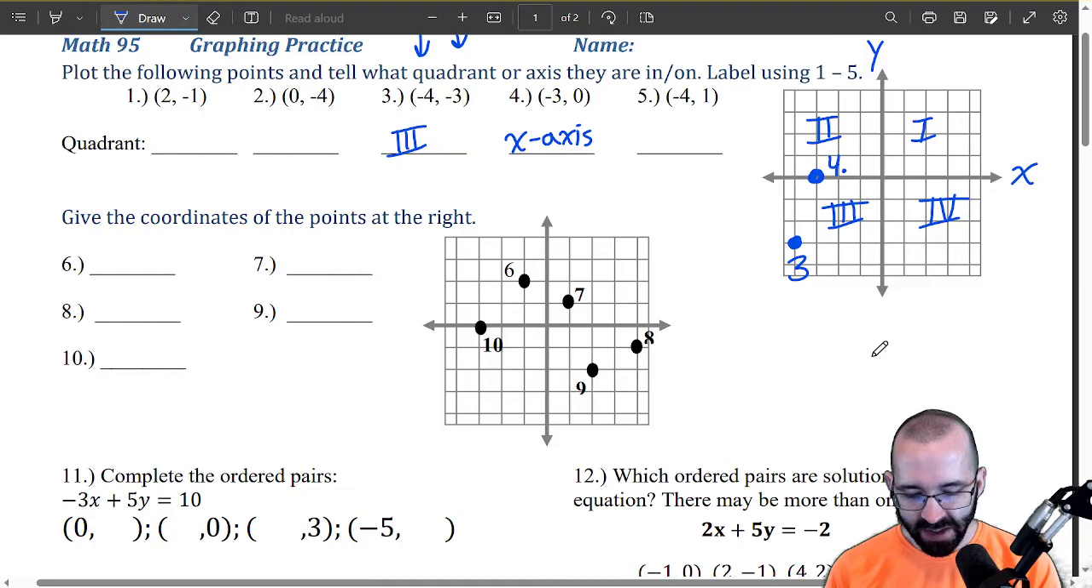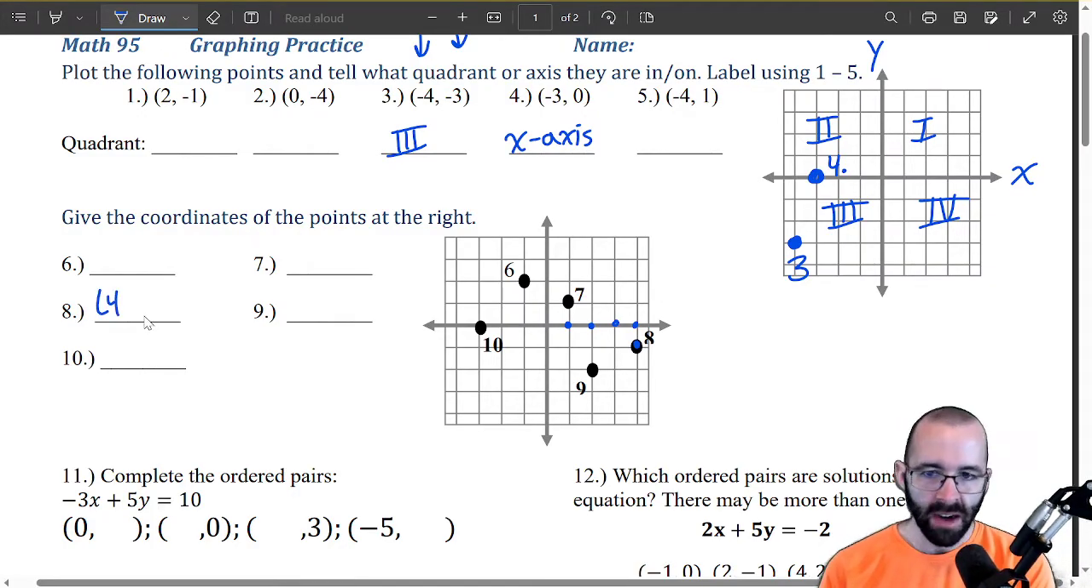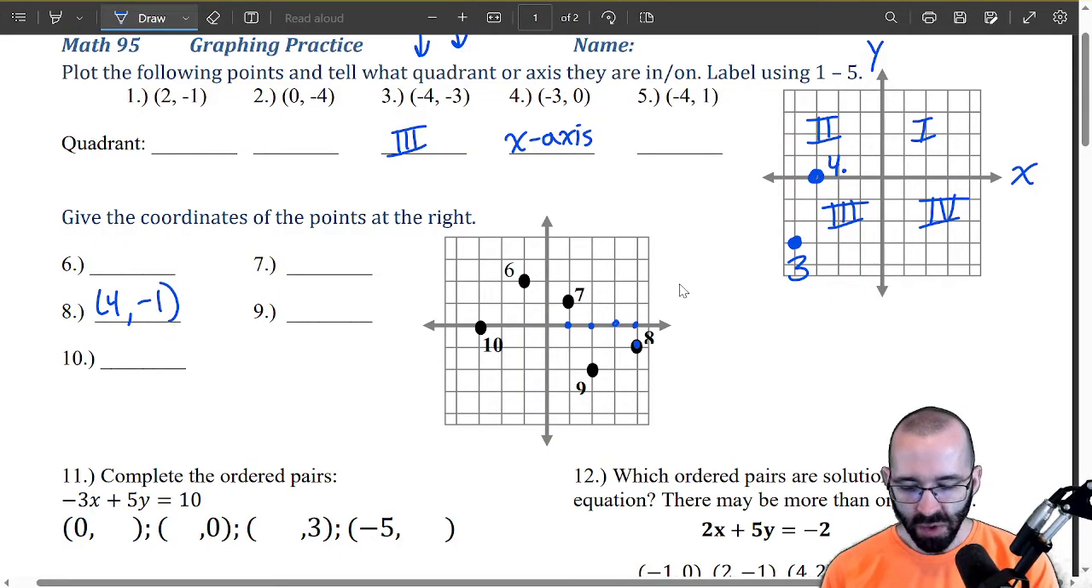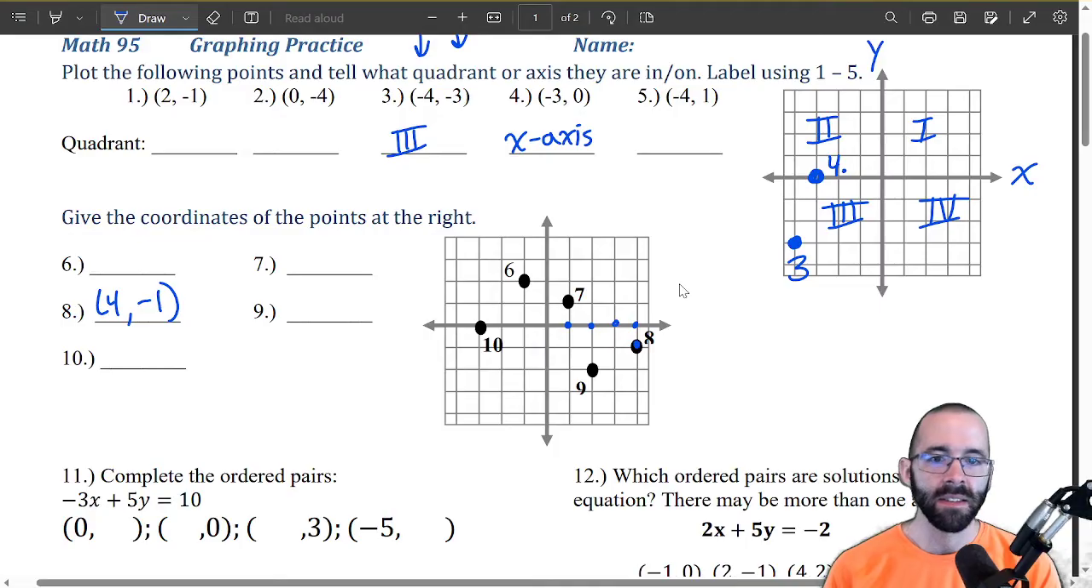All right. What is this one? Well, we just count. 1, 2, 3, 4 to the right, and 1 down. So 4 to the right, right means positive. 1 down, down means negative. This is the point (4, -1).